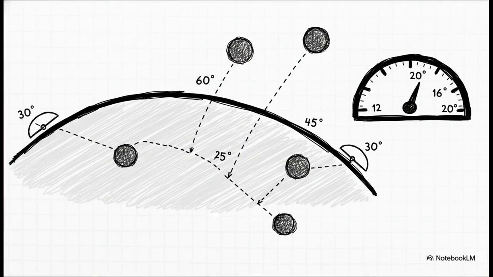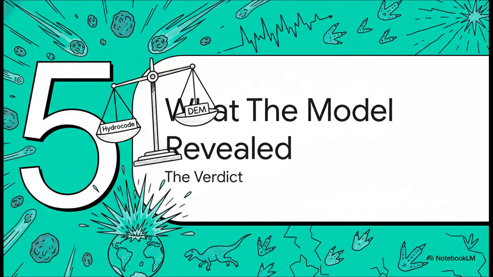Now, the two crucial knobs they could turn here were the impact angle and the velocity. They tested everything from a straight-down 90-degree slam to a much shallower 30-degree glancing blow. And they did it at speeds from 12 all the way up to 20 kilometers a second, all to find that one perfect combination that best matched the evidence we see today. So, after running all these virtual apocalypses, what did the new model actually show us? What was the final verdict in this showdown, hydrocode versus DEM?